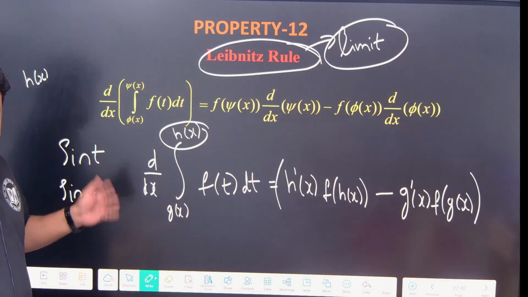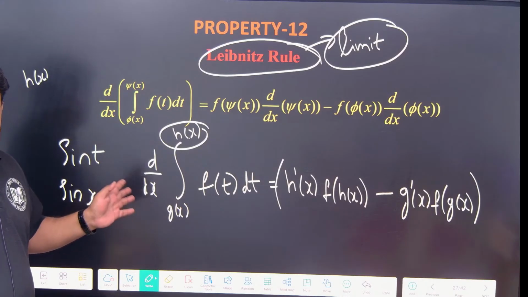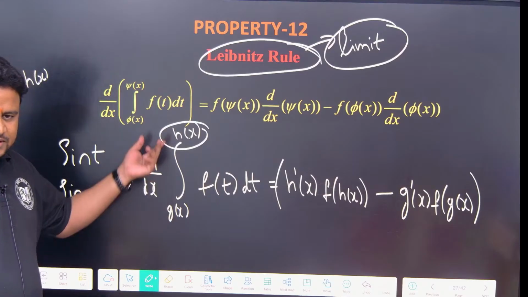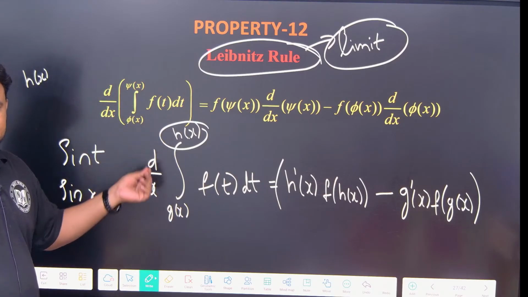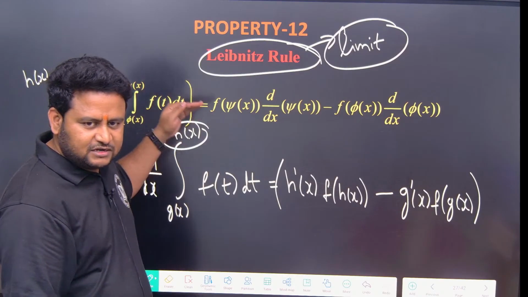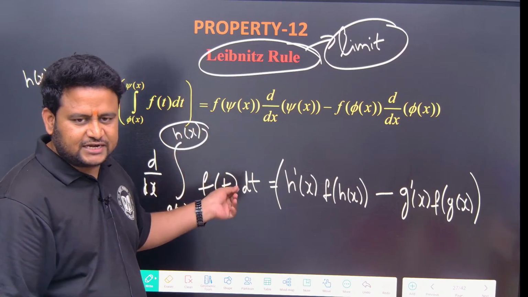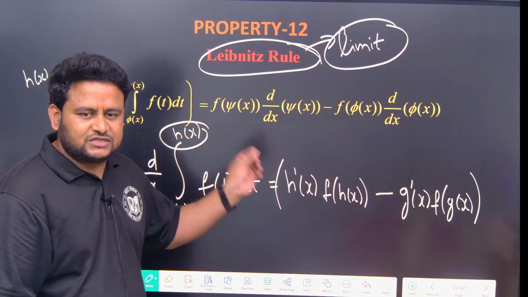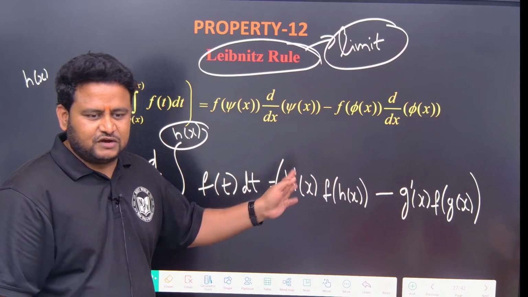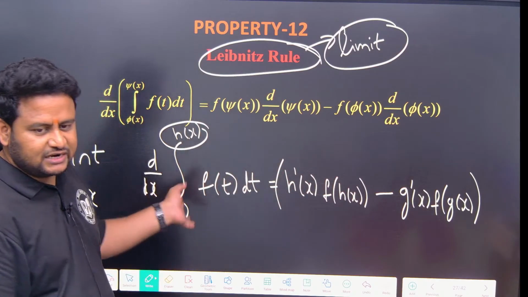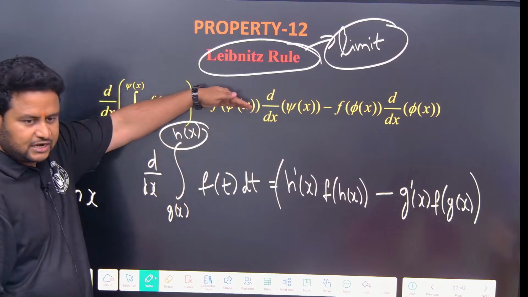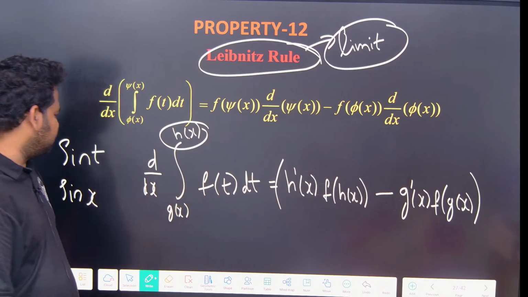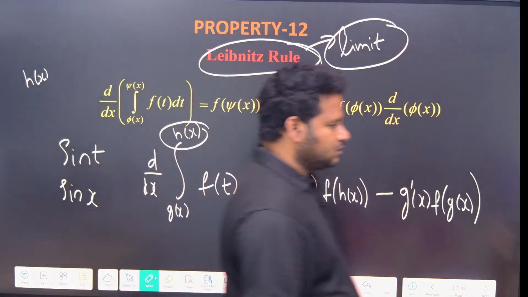D by dx of the integral of the function f of t dt, if it is given from a lower limit g of x to an upper limit h of x, what you will do is first write the upper limit's differentiation, h dash of x, into the function written in terms of h of x, minus the lower limit g dash of x into the function of g of x. Now we will do a question, you will understand. Just write down what I have written as Leibniz rule. Clear?